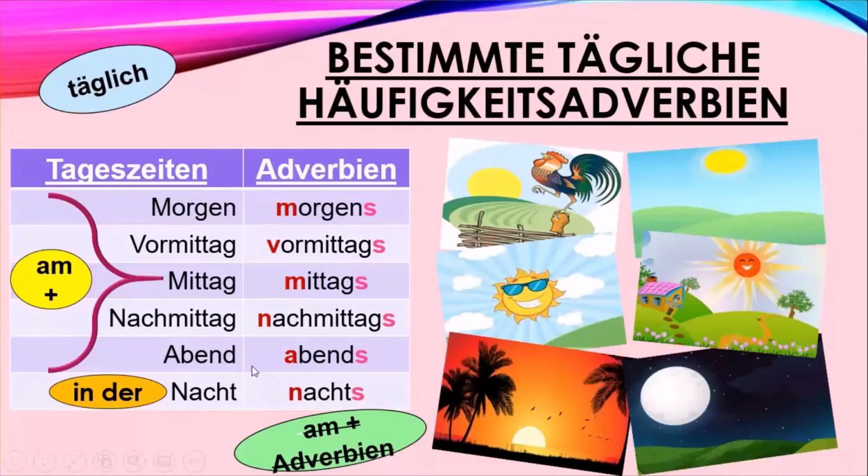Once again, before the adverbs, you will not use the preposition because morgens automatically means in the mornings. Vormittags already means in the pre-noons or in the pre-noon time. Mittags already means in the noons.